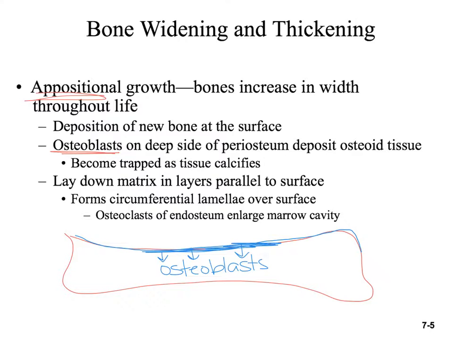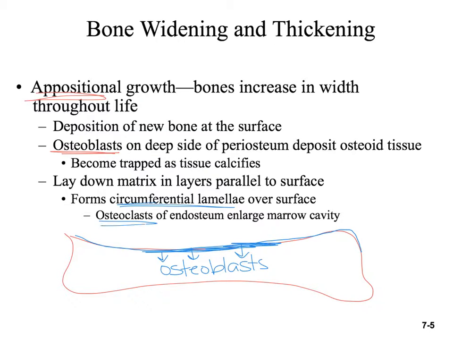It says it lays down a matrix in layers parallel to the surface, and that's what forms those circumferential lamellae over the surface. Basically it's what causes, if you remember when we looked at the bone in histology, how it looked like the rings of tree trunks, that's where that comes from. It comes from that laying down of bone in a circular fashion on the outer parts of the bone. So that's how that is formed.